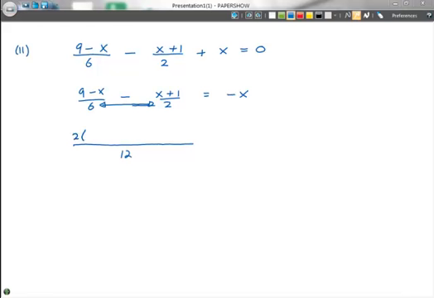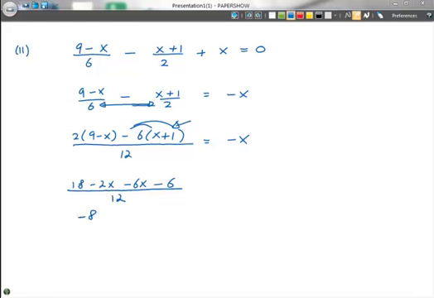So it's going to be 2 times 9 minus x, minus 6 times x plus 1. Tidy it up. 18 minus 2x minus 6x minus 6. Watch out for this one here, the minus 6 by the plus 1. Quite often people put that down as plus 6. They forget that the number on the outside is minus 6. And it's all over 12. Going to tidy it up a little bit. Minus 8x plus 12 all over 12 is equal to minus x.